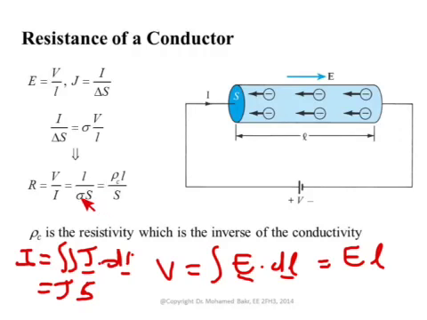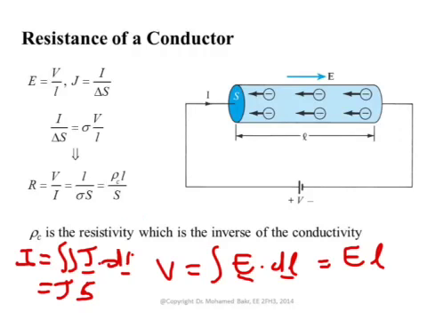We can now take this 1 over sigma, which is the conductivity. We define something now called the resistivity. Resistivity is really the inverse of conductivity. It tells us how this conductor resists the flow of current. The higher the resistivity, the higher the resistance of this piece of conductor.